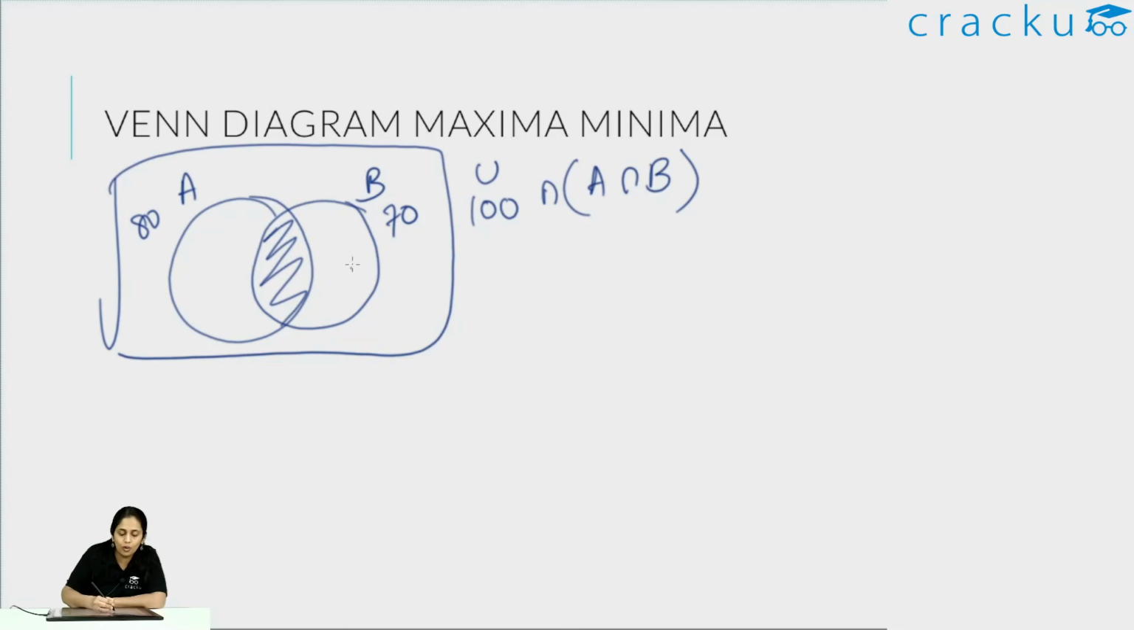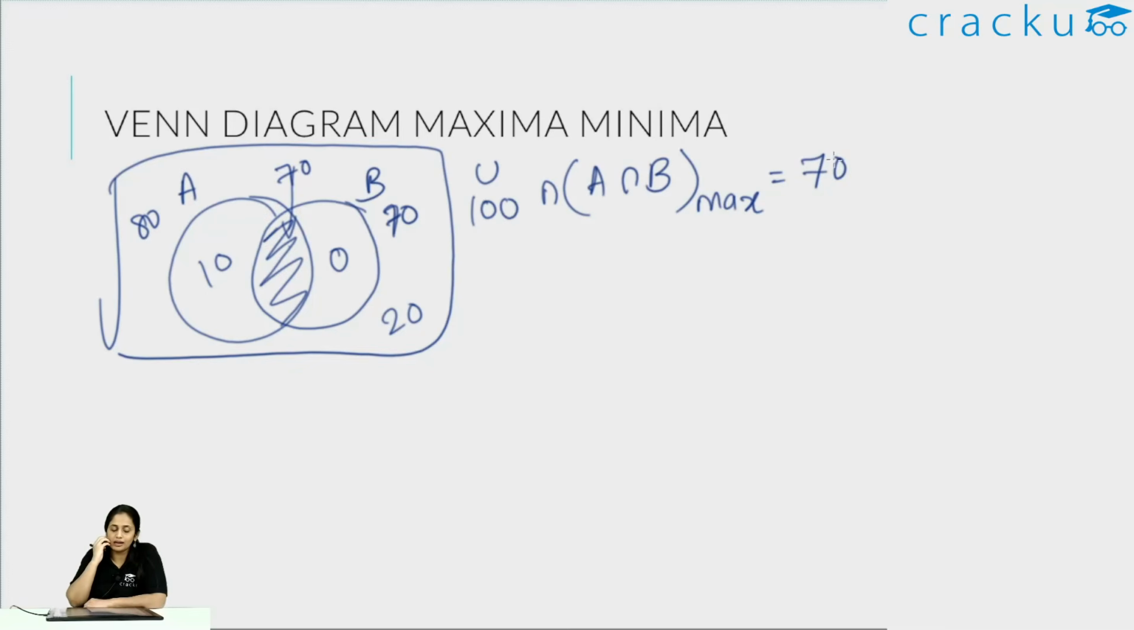All of A that can be fit into A intersection B, I will try to fit. But I see that since this is 70, this intersection value cannot be greater than 70. So this part can be a maximum of 70, this will be 0 and then this will be 10, which would mean that the outside, which is not part of either of the sets, becomes 20. So what is the max value of A intersection B in this case? This is equal to 70.